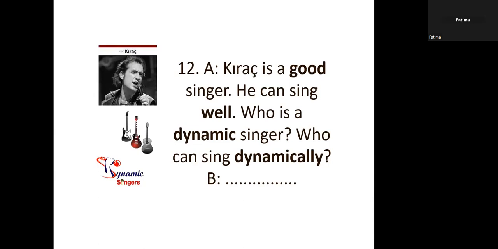Dialogue 12. This is Kıraç, Turkish rock music singer. Kıraç is a good singer. Good is adjective. He can sing well. Irregular adverb. Okay? He can sing well. Adverb of manner. Yeah. How? The answer of the question, how? How can he sing? He can sing well. Who is a dynamic singer? Who can sing dynamically? Rafet El-Roman is a dynamic singer and he can sing dynamically. Rafet El-Roman is a pop singer in Turkey.